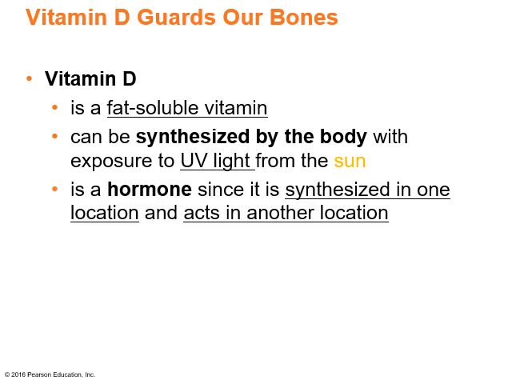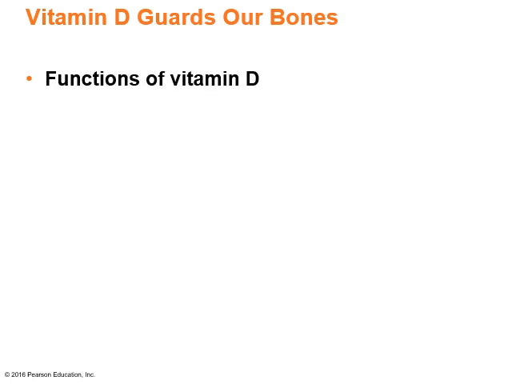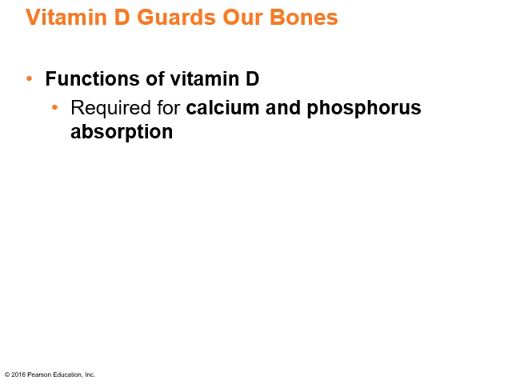Now for me, personally, with just my fair skinned complexion, getting a little bit of sun is good, but there's also some potential risks for that as well. So diet is a good source as well. But it is a hormone since it's synthesized in one location and it acts in another. And that's one of the defining characteristics of hormones. So what does it do? What are the functions of vitamin D?